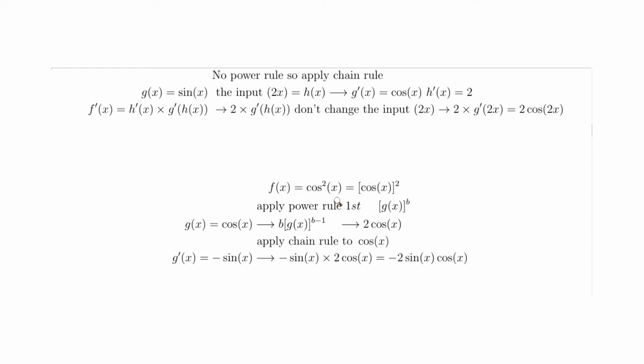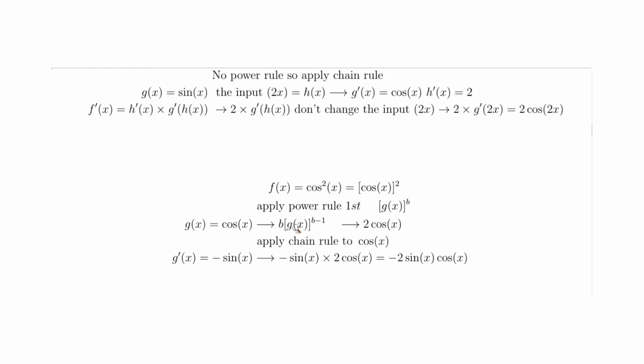So apply the power rule first. So set the function up as g of x to the power of b. There's no coefficient here, but you could have a 1 there if you wanted. You could have 1 times cosine of x squared, but no one ever writes that. So g of x is cosine of x, and then we set it up as b times g of x to the power of b minus 1. Which gives us then 2 times cosine of x. That's where we are so far.